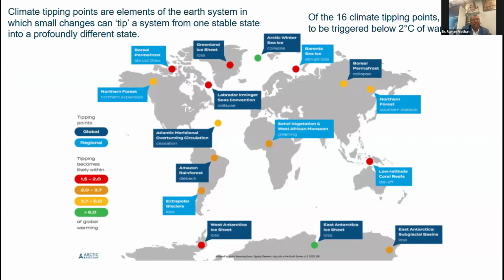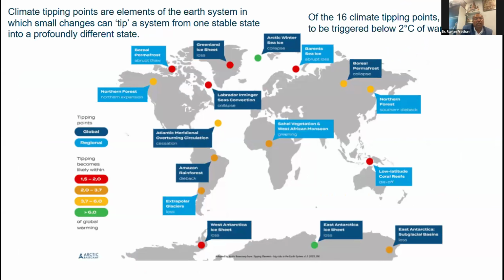So, like I mentioned earlier, there are tipping points around the globe. There are 16 climate tipping points that are being continuously monitored. And it's not any one publication or one research that comes up with this data. A huge amount of data is in place. These climate tipping points are elements of the Earth system which, with small changes, can tip a system from one stable state into a profoundly different state. Meaning an irreversible state, and that would have a cascading effect on other tipping points.